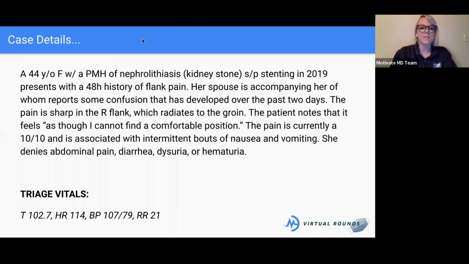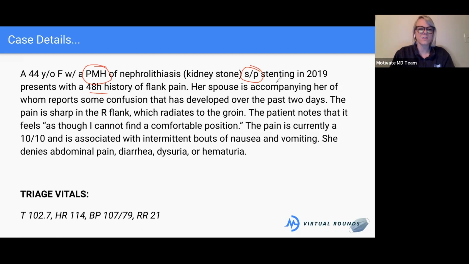So a few things that you guys may not be aware of, and probably shame on me for abbreviating these things. I just naturally do them now. It's a habit. But for this, PMH is past medical history. If you see anybody put SP, this means status post. So after, basically. And 48H, that's 48 hours.